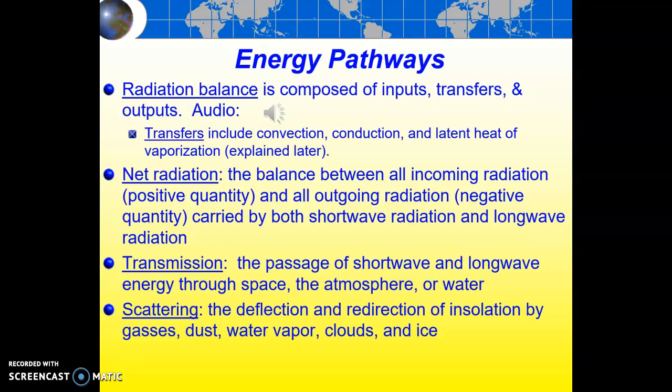Transmission is just the passage of energy through space, the atmosphere, or water. I mentioned that a little bit earlier. And then scattering, that happens as, for example, in the atmosphere, solar radiation coming in, the gases, nitrogen, for example, scatters. The sun is what makes the atmosphere look blue. Dust scatters the radiation some, water vapor, clouds, and ice as well.